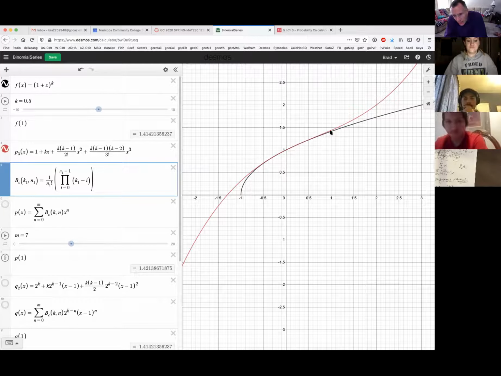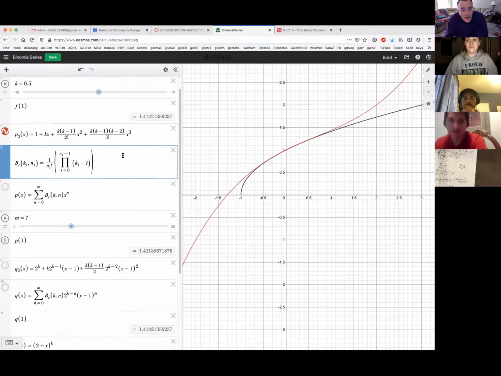Now over here by 1, when we wanted to estimate √2, it's still not looking so good. But right close to 0, x equals 0, it looks really good. So what should we do? We should make some more terms. I want to make a lot more terms, but I want to write this in summation notation. So check out what I did.